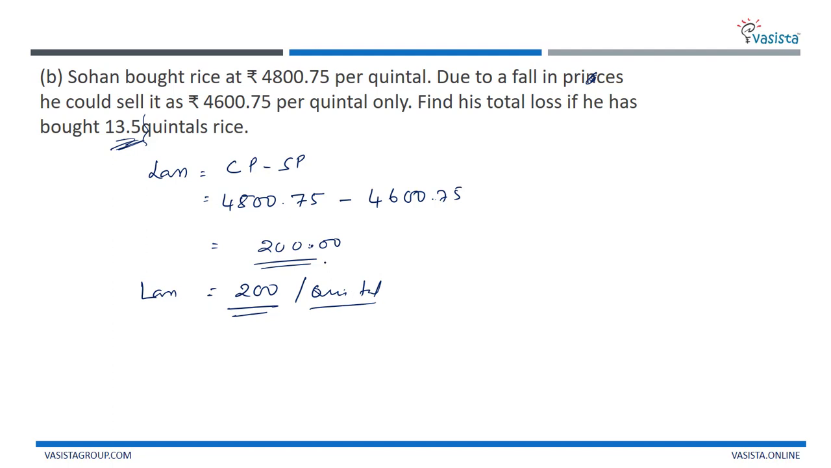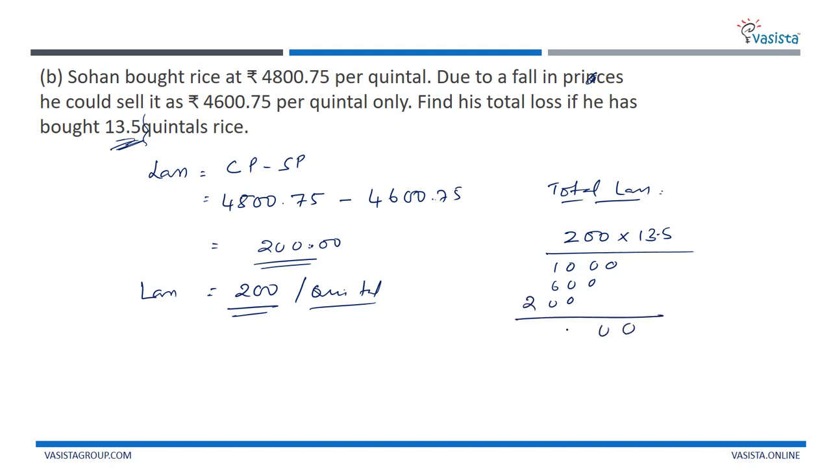Per quintal. Now we are supposed to find the total loss of Sohan. The total loss is equal to, he bought 13.5 quintal rice, right? That is 200 into 13.5. Let us multiply it. So you will get the answer. 5 zeros are 0, 0, 5 2s are 10, 3 zeros are 0, 0, 3 2s are 6, 1 zeros are 0, 0, 1 2s are 2.